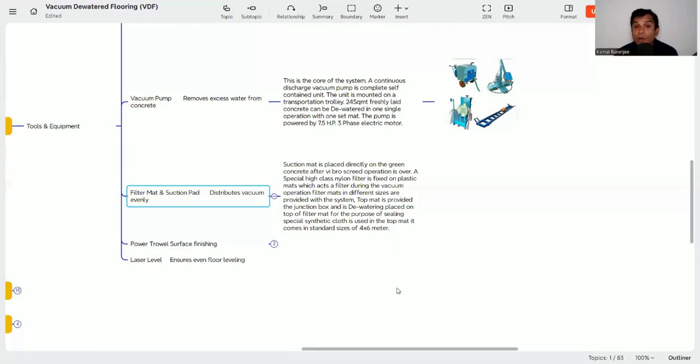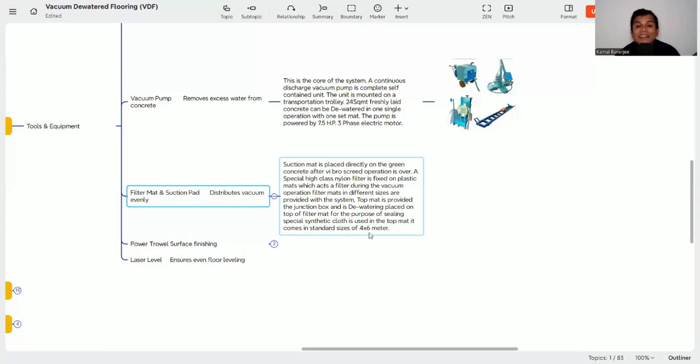That is why the filter mat is essential, as it prevents the removal of the sand and other particles from the concrete. Only the excess water can be removed from the concrete. The top mat is provided in the junction box and is placed on top of the filter mat. For the purpose of sealing, special synthetic cloth is used in the top mat. It comes in a standard size of 4 by 6 meter.